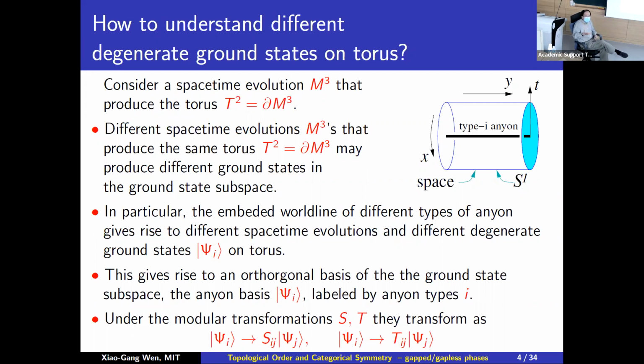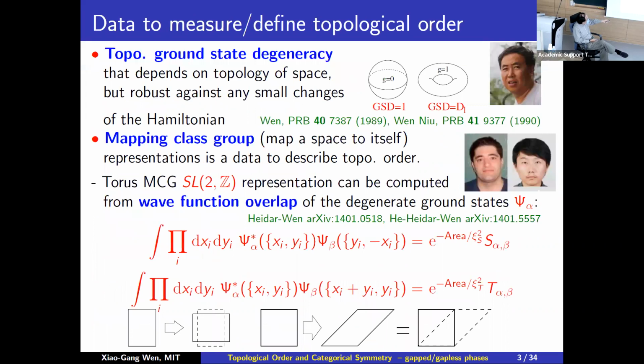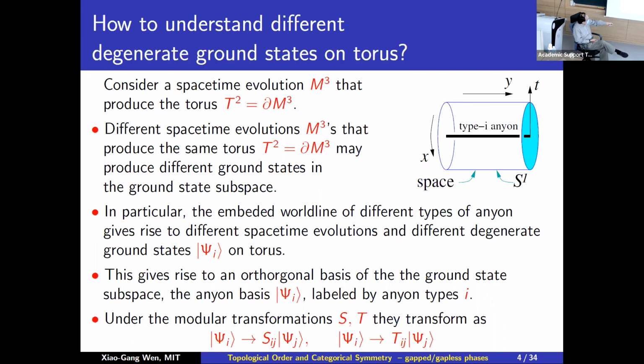Indeed, the degeneracy is equal to the number of anion types. If you have 4 anion types, then there's 4-fold degeneracy. Now, under modular transformation, previously we said that under modular transformation we had the ST matrix, so we can imagine that under modular transformation, these degenerate ground states will transform using the ST matrix.